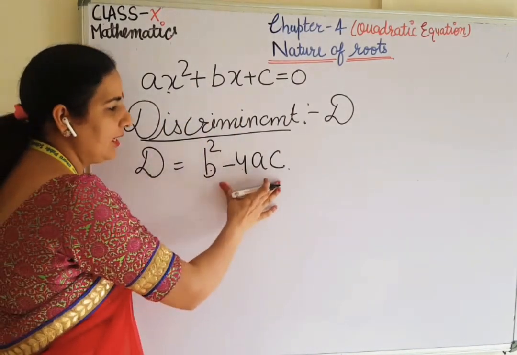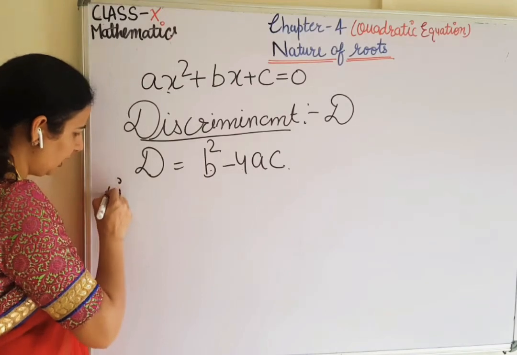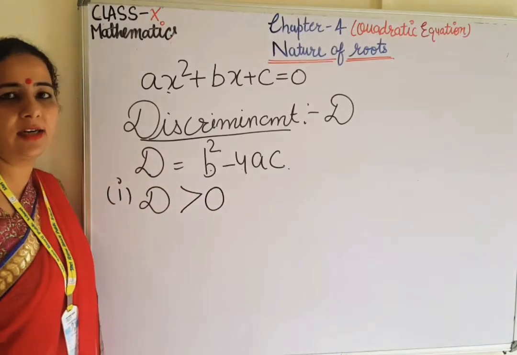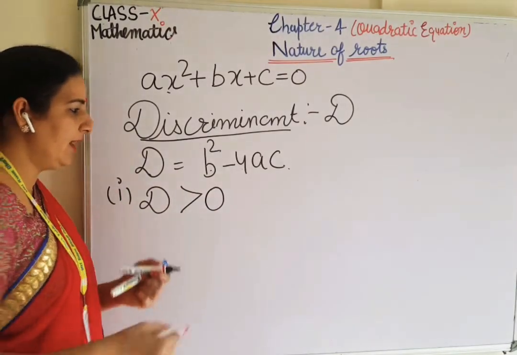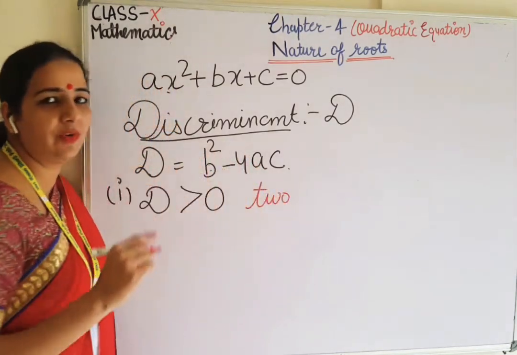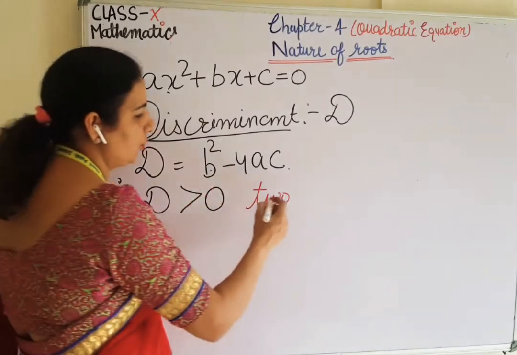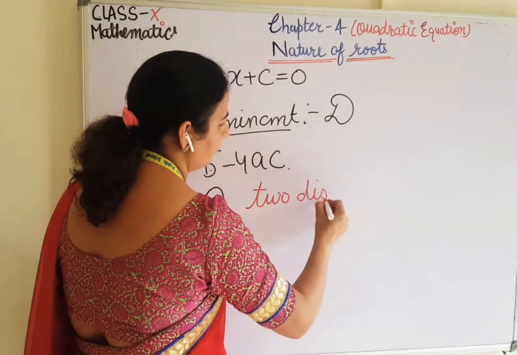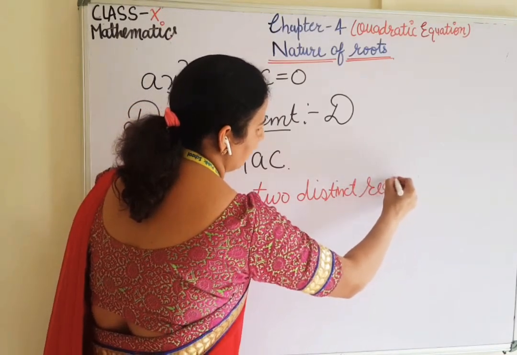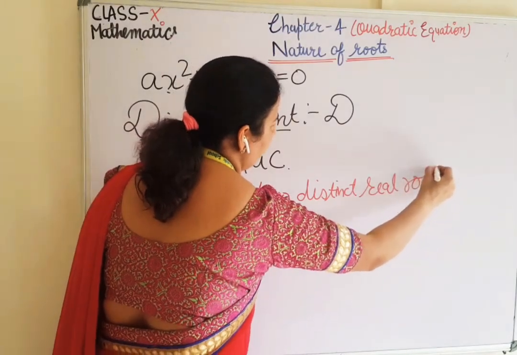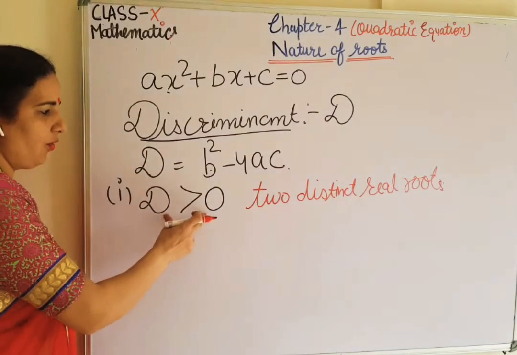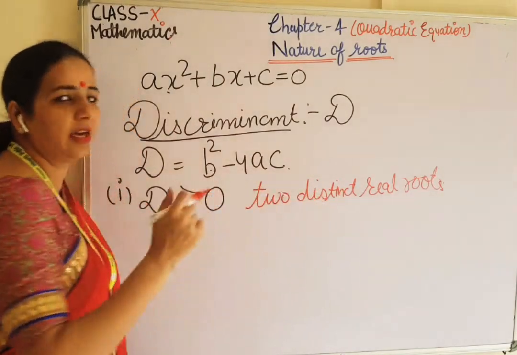When you calculate this, the first condition is: if your answer is greater than 0, then 2 roots will definitely come, and the roots will be 2 distinct real roots. So if D is greater than 0, then 2 distinct real roots exist.